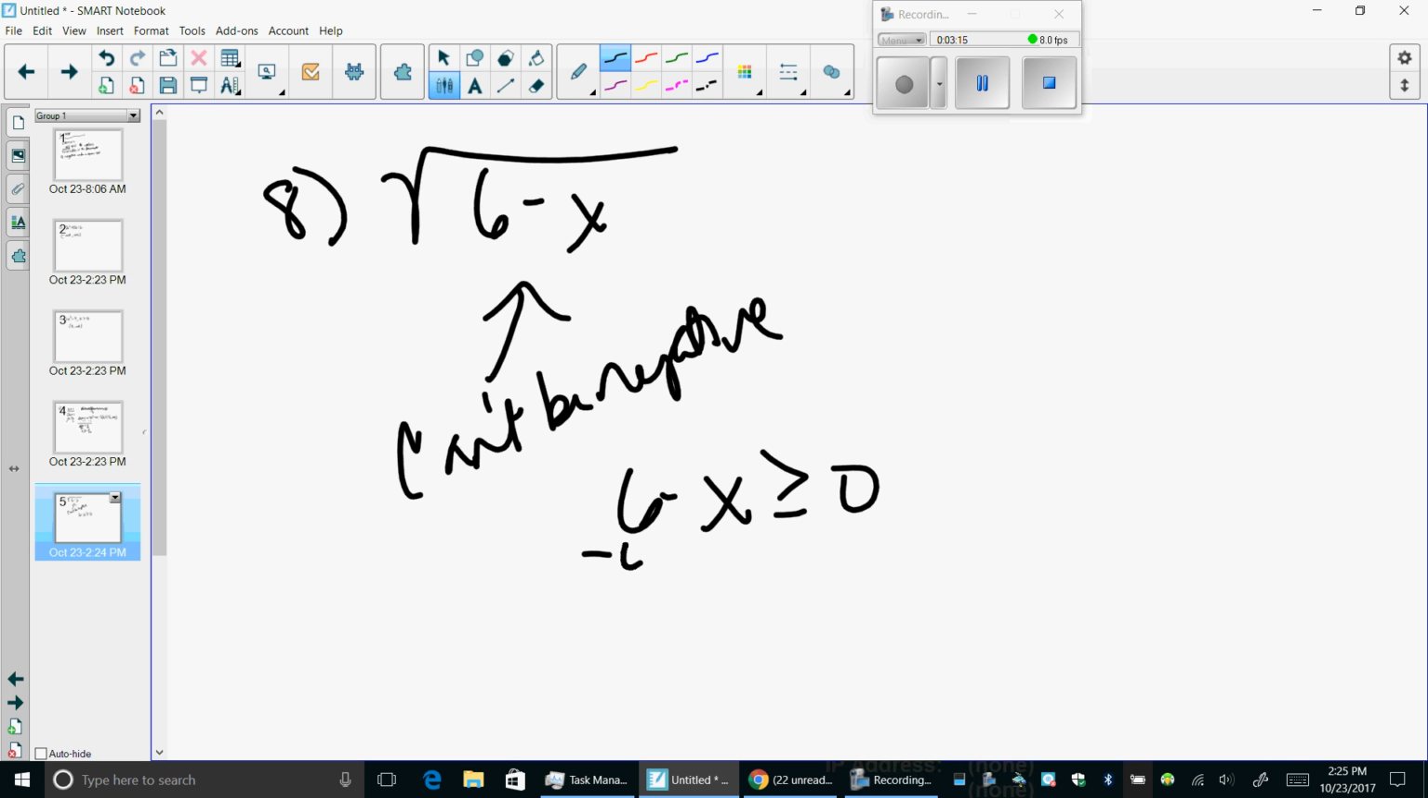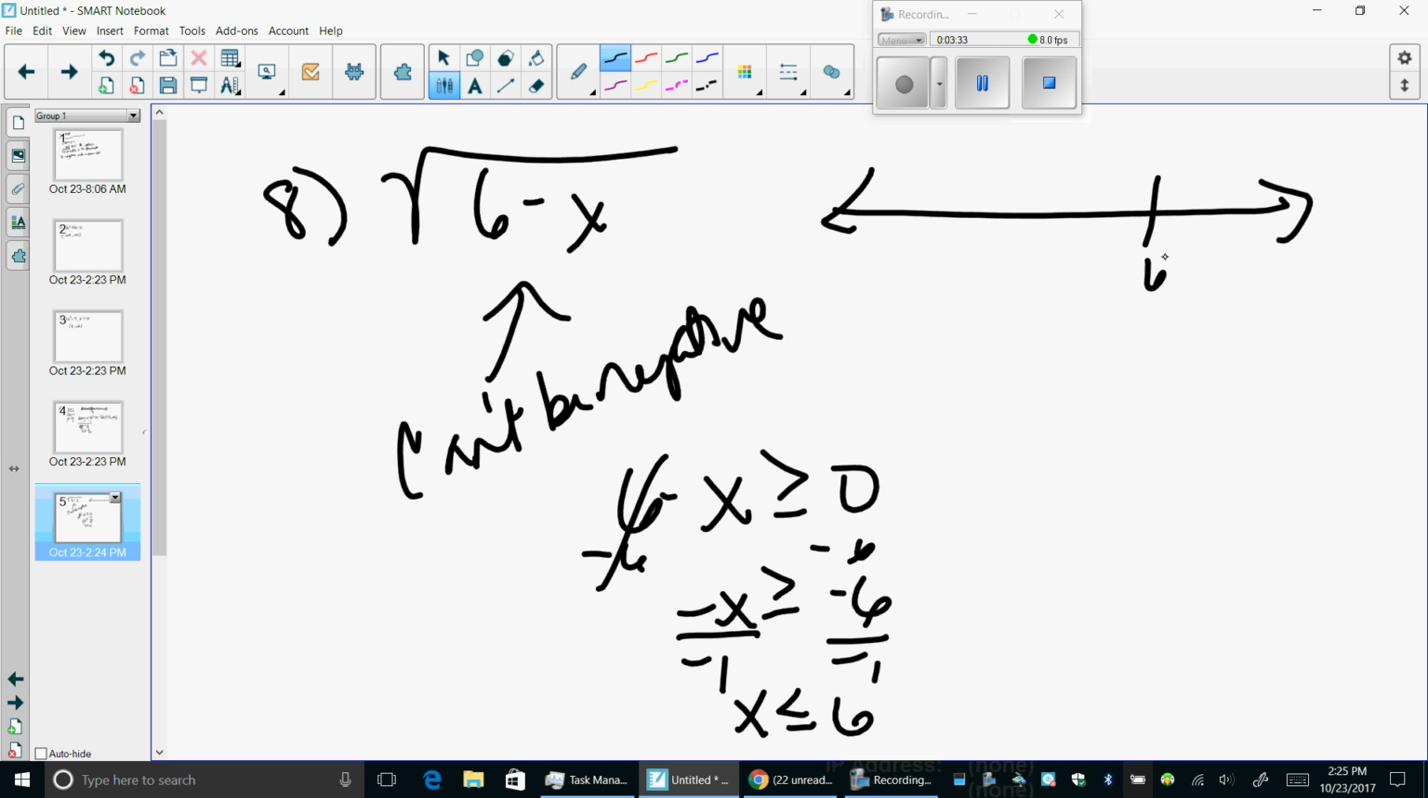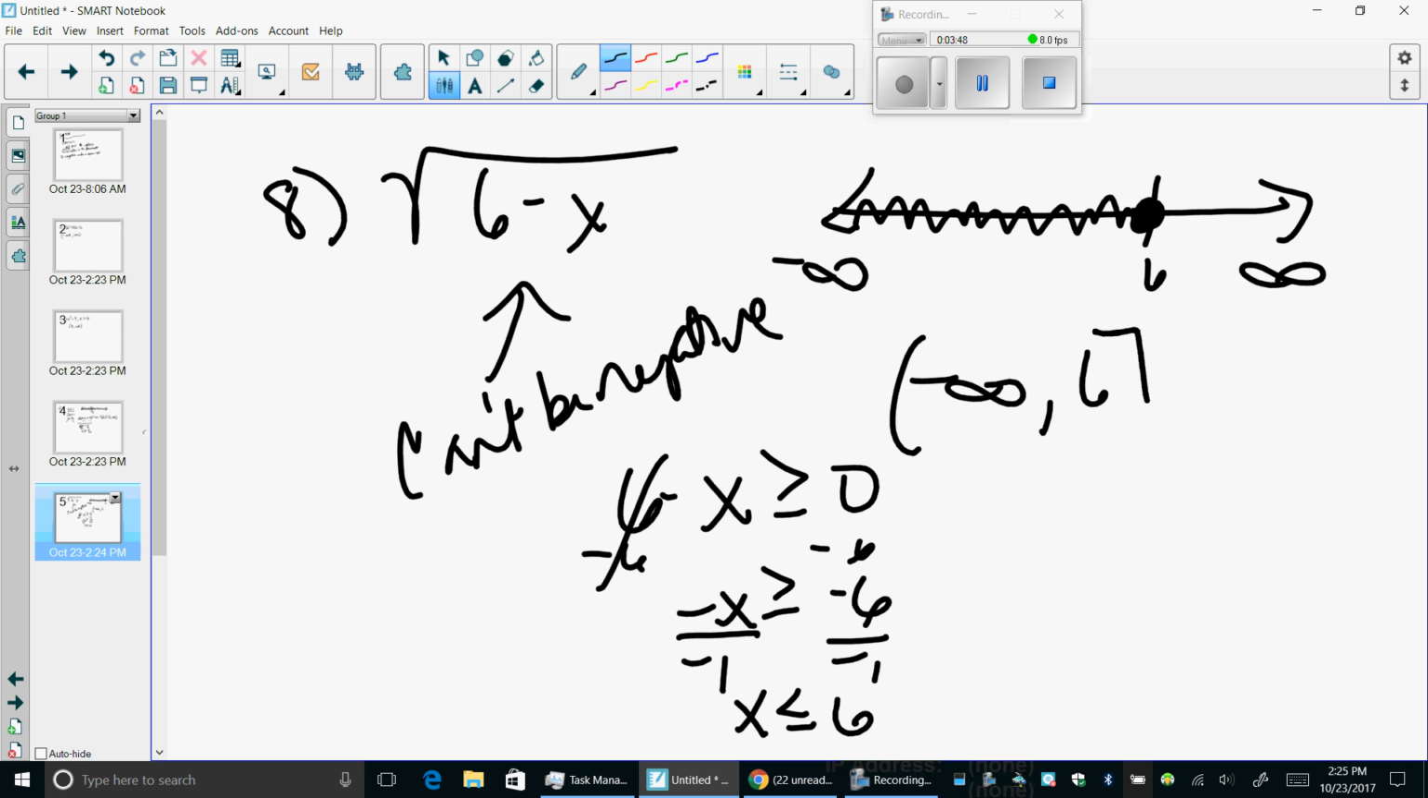So I'm going to solve this. I'd subtract 6 from both sides, and that gives me, cancel out, negative x is greater than or equal to negative 6. Divide both sides by negative 1. When you divide an inequality by a negative, it reverses the symbol. So it becomes x is less than or equal to 6. So on a number line, at 6, it could be 6 and everything less than that. So I would write from negative infinity, because this side's negative infinity, this side's positive infinity. These x values go from negative infinity up to 6, and I put a bracket because it can equal 6.